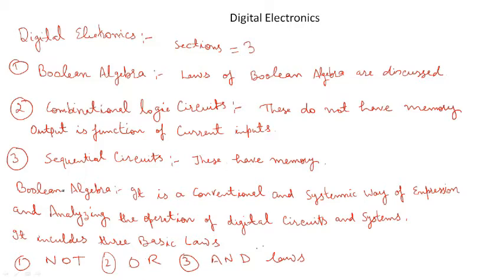Now we will define Boolean algebra. It is a conventional and systematic way of expressing and analyzing the operation of digital circuits and systems. Boolean algebra includes three basic laws. The first one is the NOT law, the second one is the OR law, and the third one is the AND law. We will discuss these laws one by one.